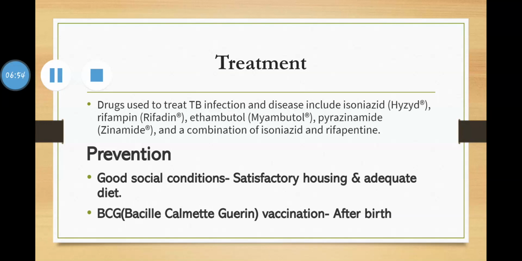Treatment: drugs used to treat TB infection and disease include isoniazid, ribavirin, ethambutol, pyrazinamide, and a combination of isoniazid and ribavirin. Prevention: good social conditions, satisfactory housing, and adequate diet. BCG vaccination that is given after birth.